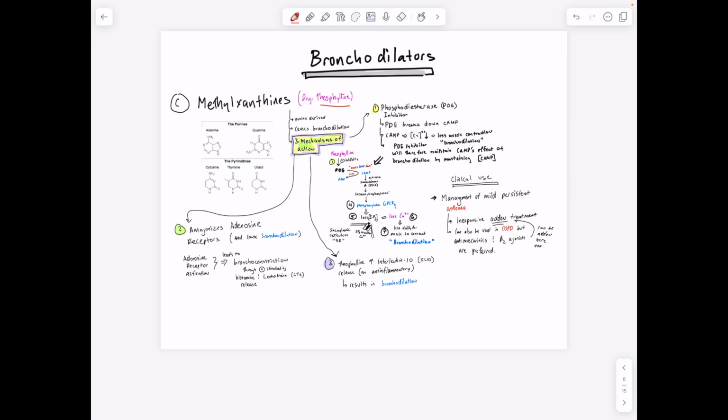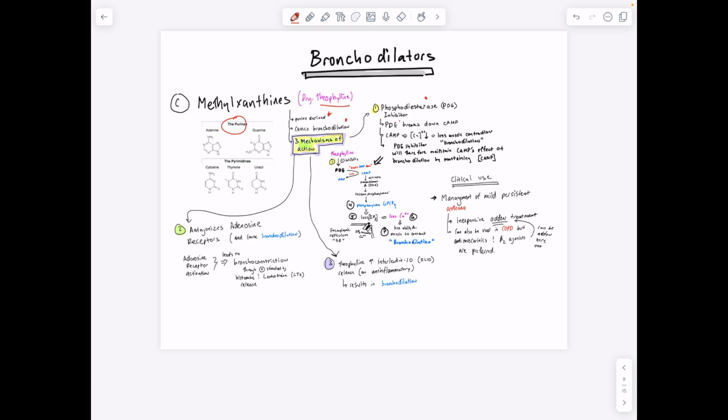Again, a suggestion to use Sketchy because there's a lot on this. Theophylline is a methylxanthine, which are purine-derived drugs, and so these are our purines, just as a reminder. It causes bronchodilation and has three mechanisms of action. The first is a phosphodiesterase inhibitor.